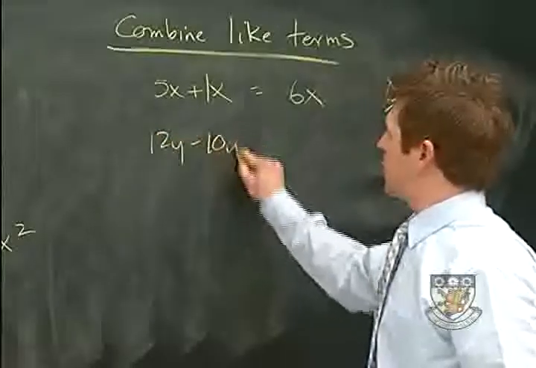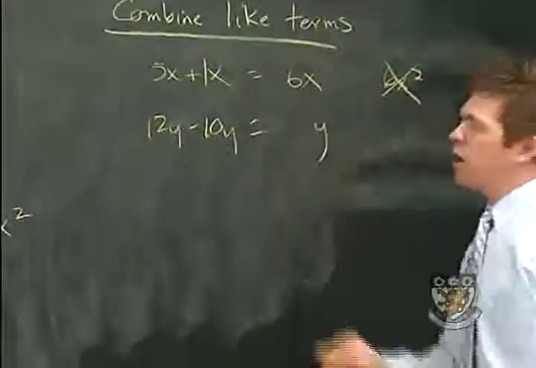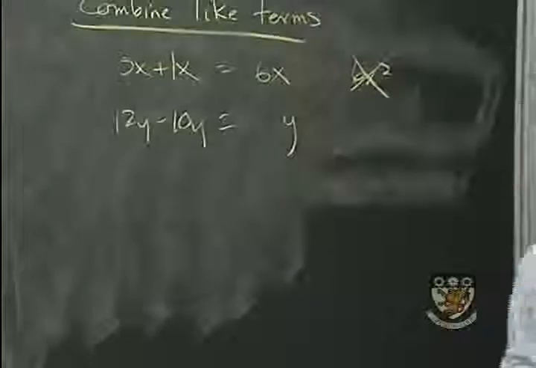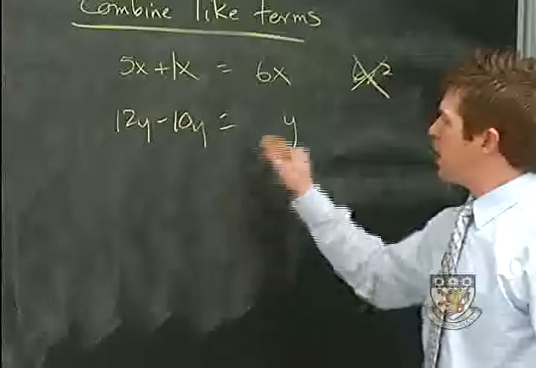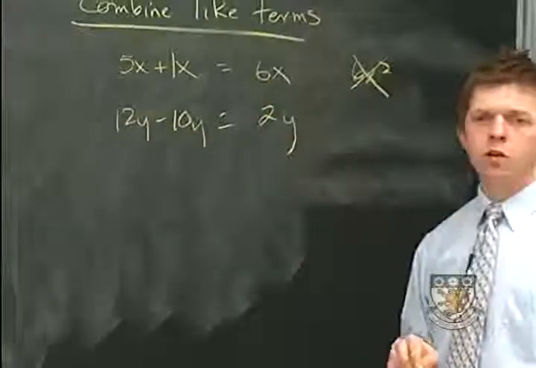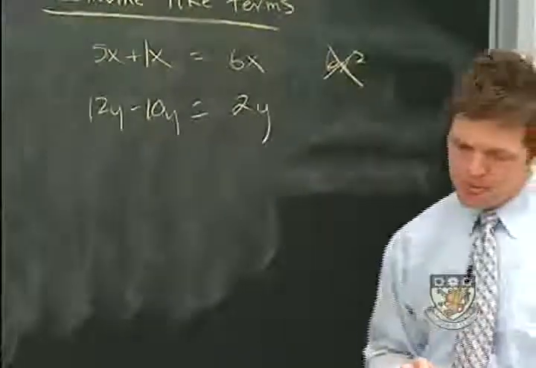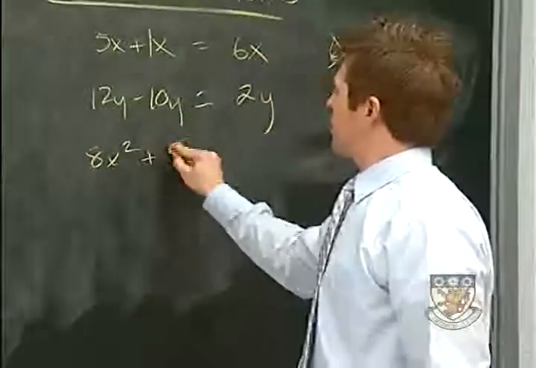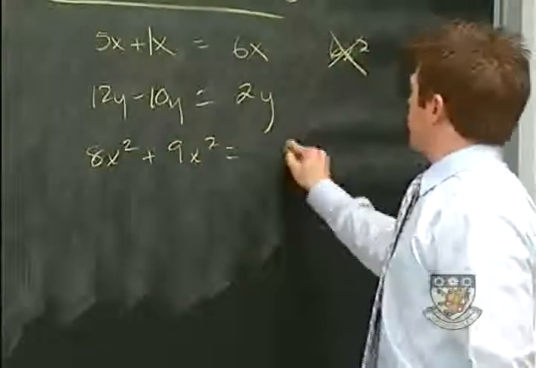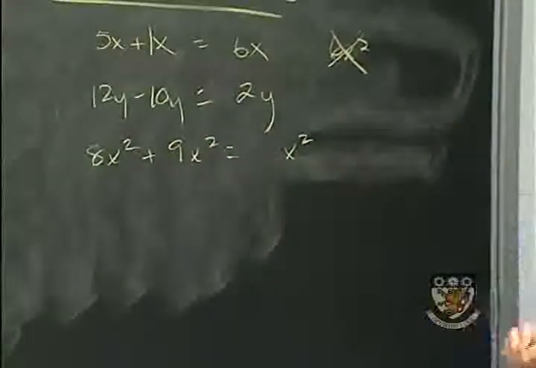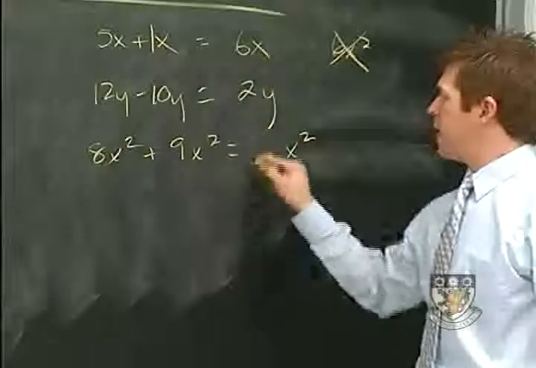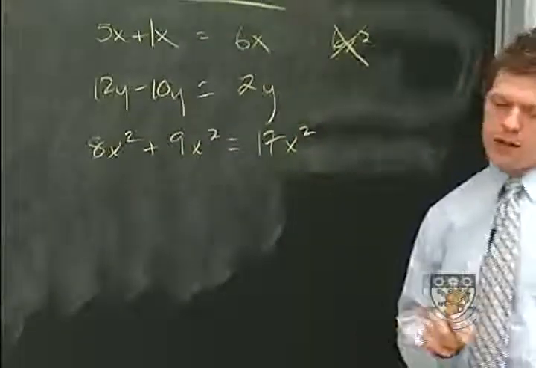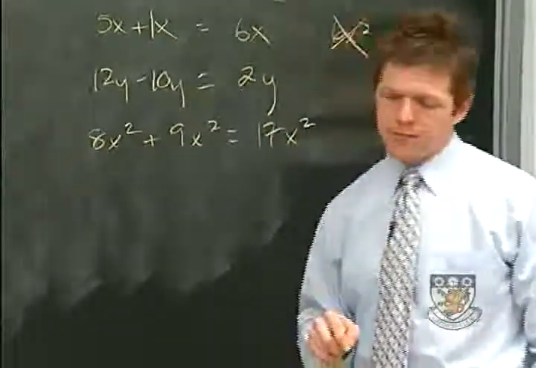12y minus 10y. The y tells me that I'm allowed to take the difference or subtract. 12 minus 10 is 2. 2y. 8x squared plus 9x squared. The x squared tells me that I'm allowed to add them. What is 8 plus 9? 17, combining like terms.